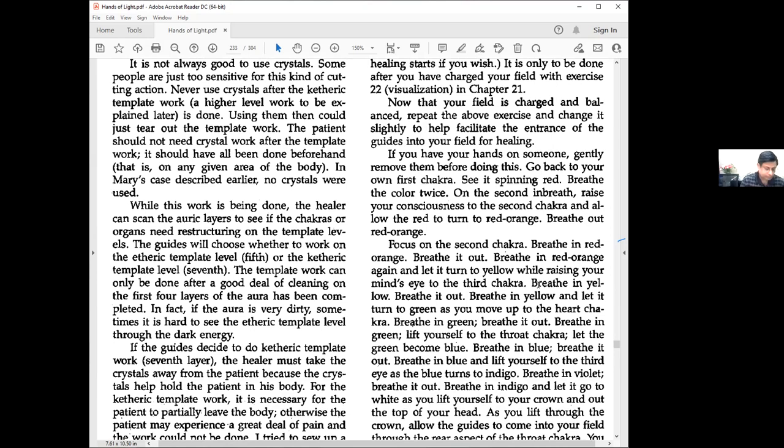It is not always good to use crystals. Some people are just too sensitive for this kind of cutting action. Never use crystals after the etheric template work, a higher level work to be explained later, is done. Using them then could just tear out the template work. The patient should not need crystal work after the template work. It should have all been done beforehand, that is, on any given area of the body. As in Mary's case described earlier, no crystals were used.